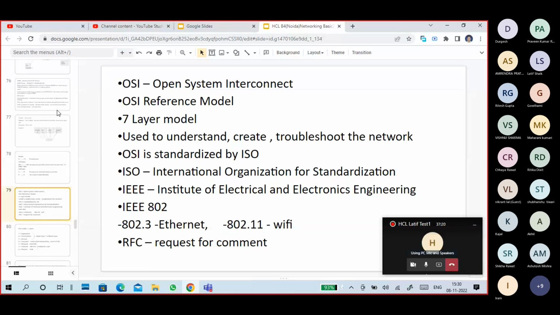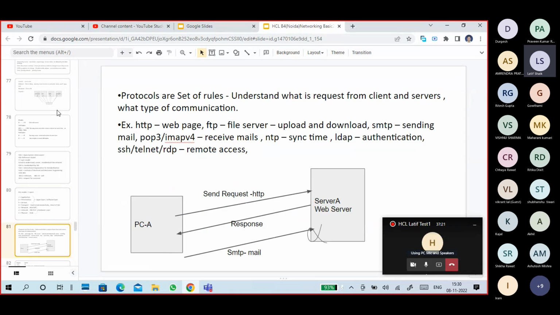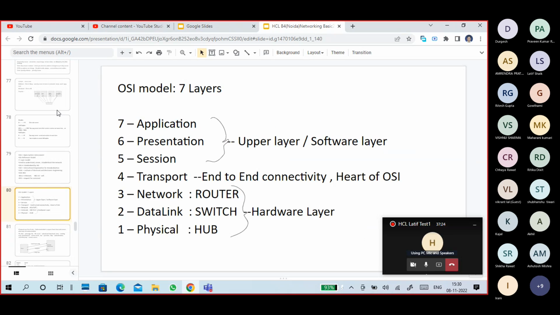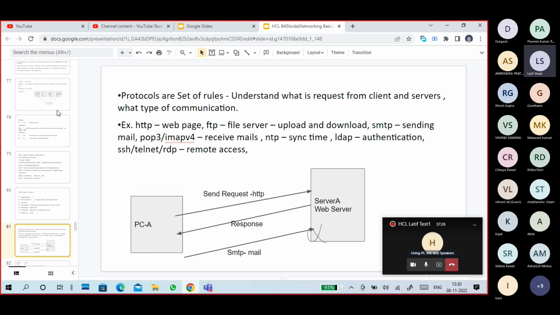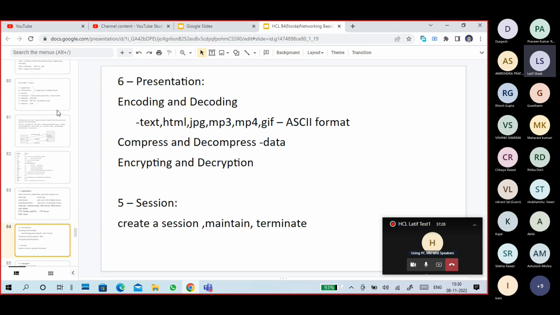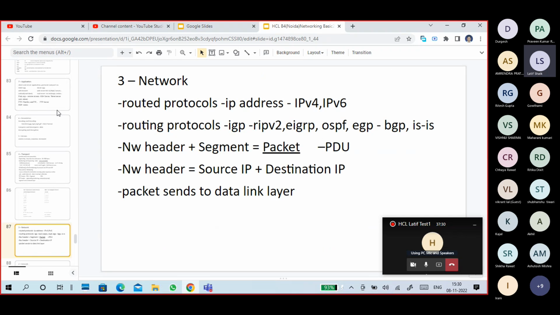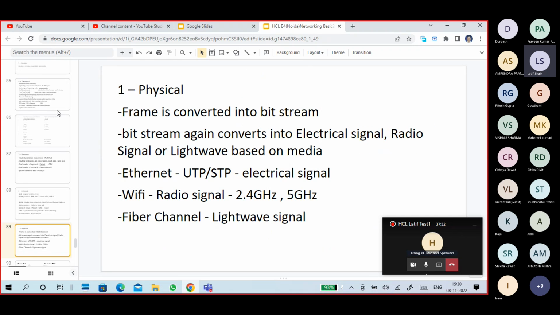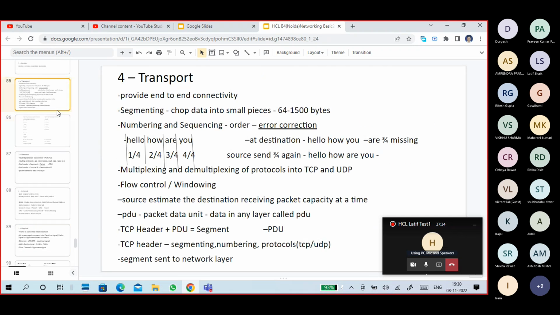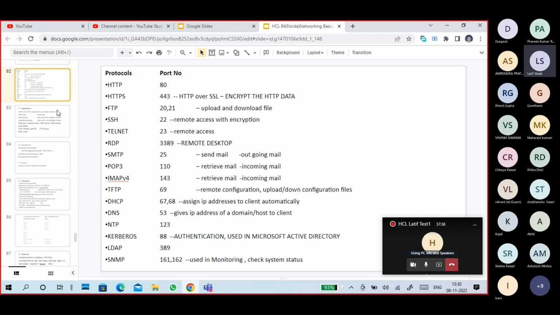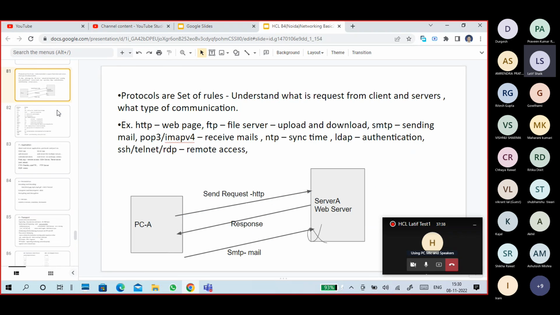OSI layers. Okay, the 7 layer model: application layer, presentation layer, session layer, transport layer, network layer, data link layer, and physical layer. And there are protocols and port numbers.